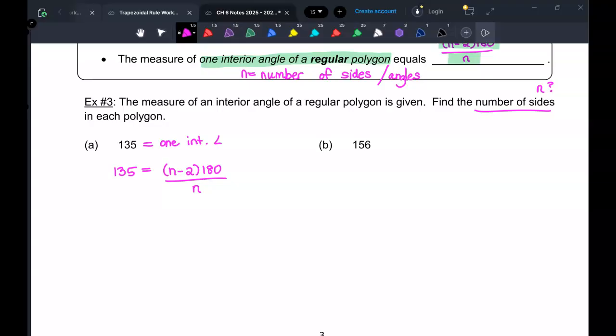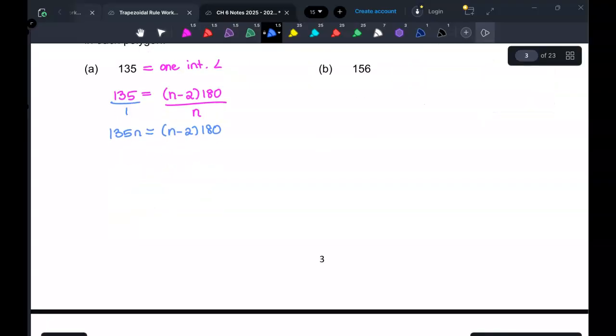Ideas here. How could we solve this? You can multiply both sides by n. You could also think of putting 135 over 1 and cross multiplying. So I get 135n equals (n minus 2) times 180. Okay, now how do we go about solving? Now it's just algebra from here.